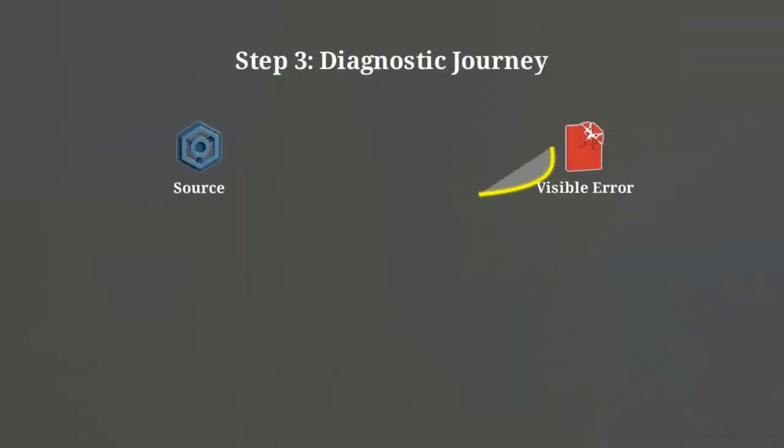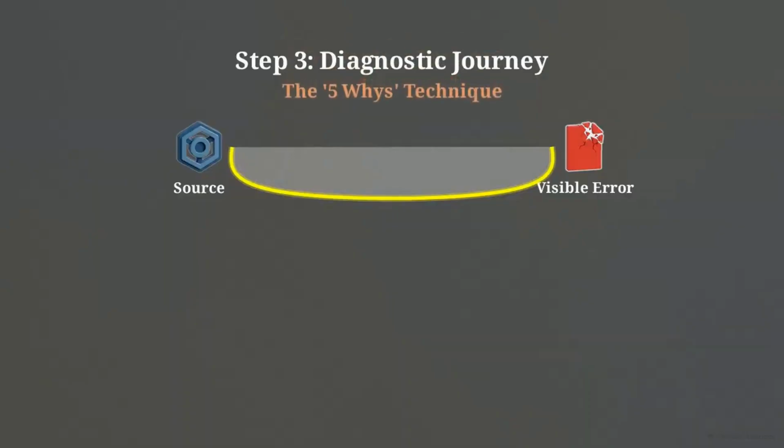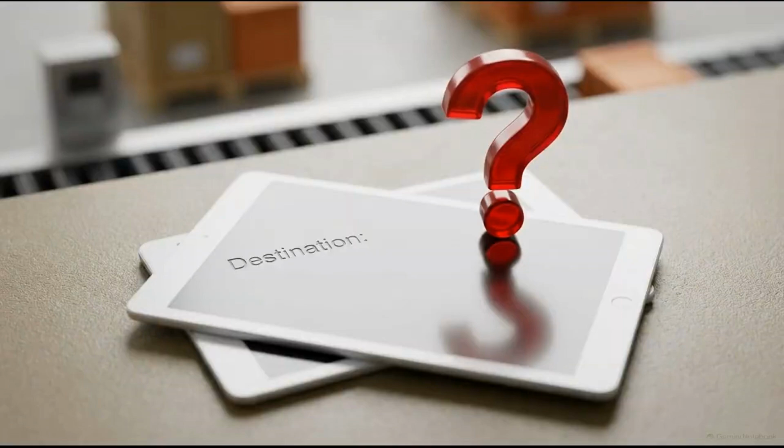We trace the path backward from the visible symptom to the upstream source. We do this using the 5 whys technique. You ask why repeatedly until a structural process failure is revealed. Let's ask the first why.